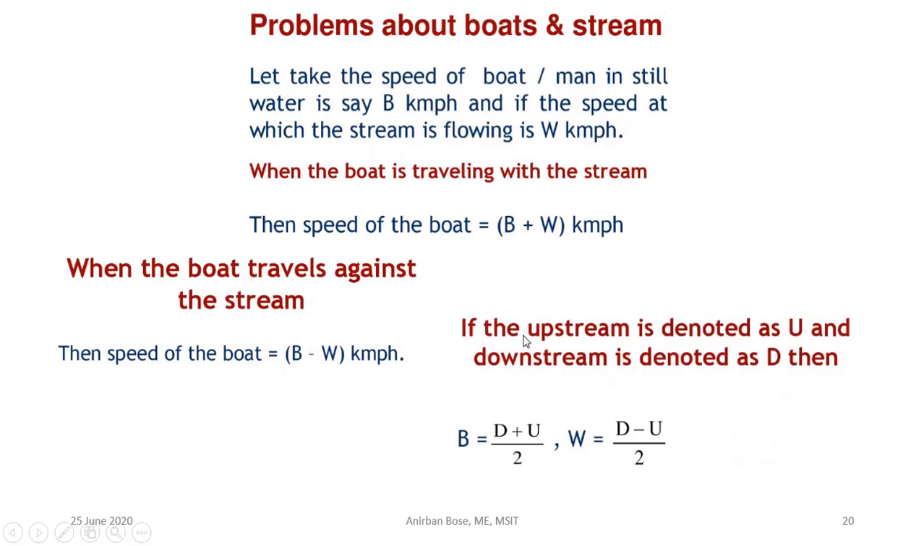If upstream speed and downstream speed are denoted by u and d, then directly by using this formula you can find out the speed of the boat in still water and the speed of the water or stream. So if you can remember these formulas, then many problems can be solved in much smaller time. Let us see.